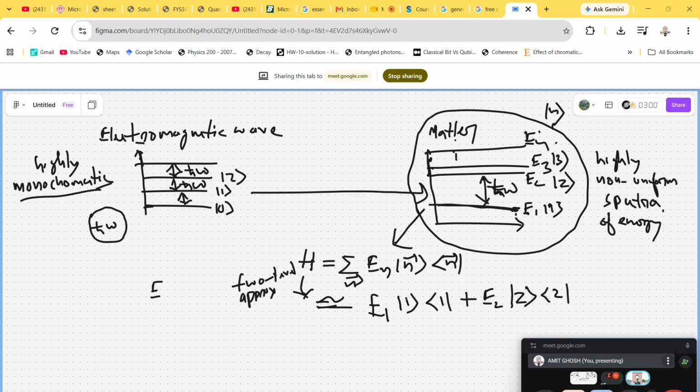So E2 minus E1 has to be almost equal to h cut omega. Then only you can approximate your matter of many energy levels of non-uniform energy gap as a two level atom or two level matter. Fine.